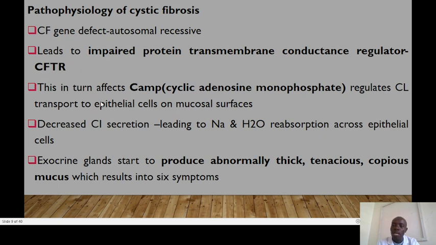So that we are having interference in the transport system. So the chloride secretion will decrease. As a result, the affected people are going to be producing abnormally thick, tenacious, copious amounts of these secretions. And this will result in a number of symptoms.